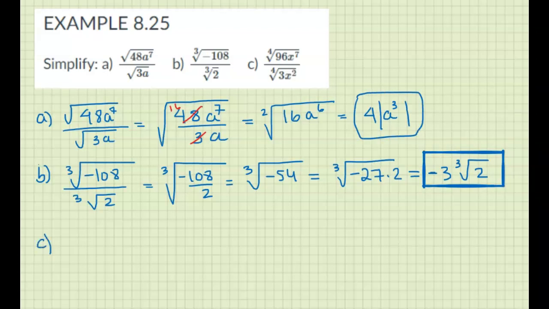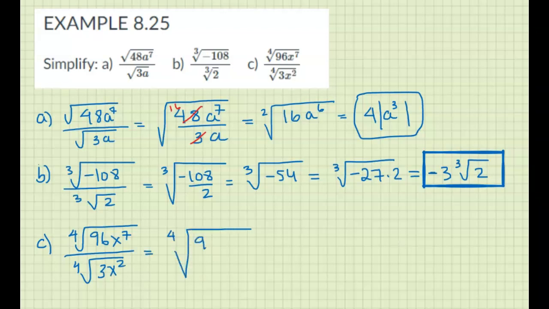Alright, let's look at part C. The fourth root of 96x^7 divided by the fourth root of 3x^2. Let's make one big radical: 96x^7 divided by 3x^2. Inside the fourth root, 96 divided by 3 gives us 32, and x^7 over x^2 is x^5.